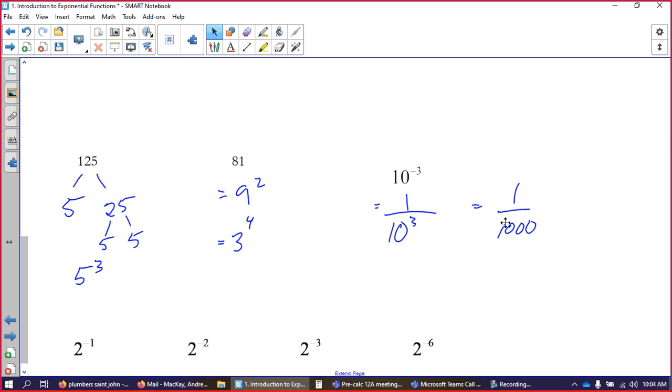Where did my cursor go? Why do I not have that? There it is.